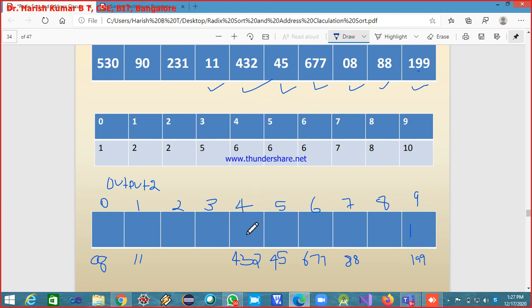How did it take the position 4? So 432's tens place is 3, and 3's index value is 5. We decrement this, right? So it becomes 4, and then here we have added. Now again 231 I have. Let me decrease the count. 3 and this is 4. It was 4, this is also decreased. And how much is it? 5. Because I have to update. And this is 1.